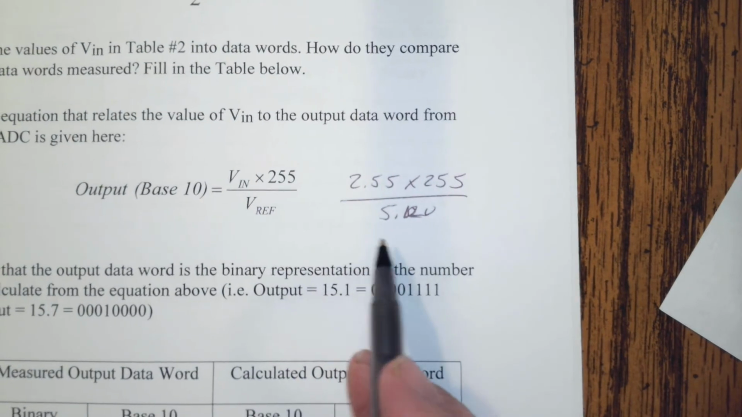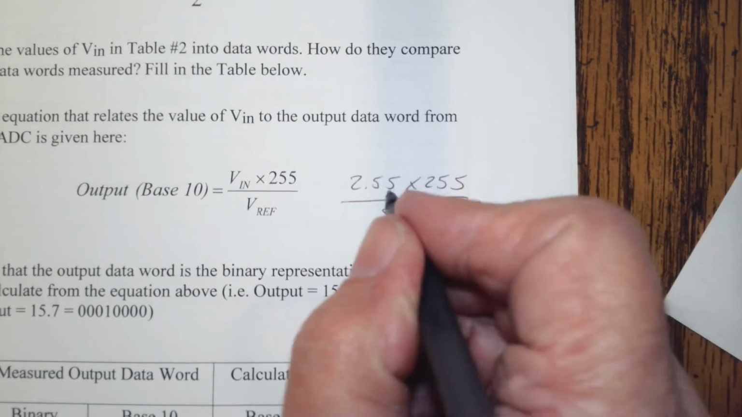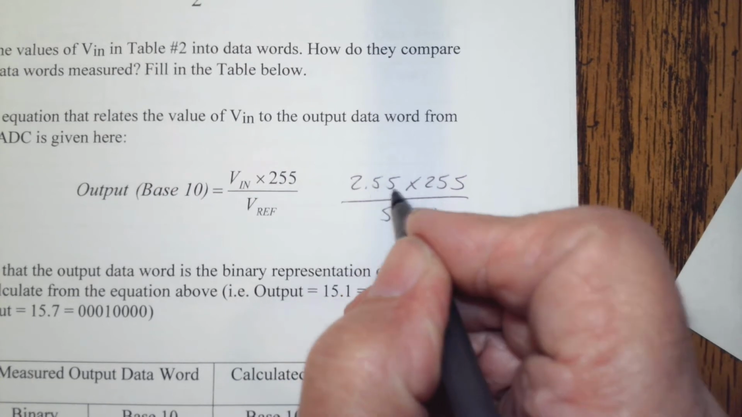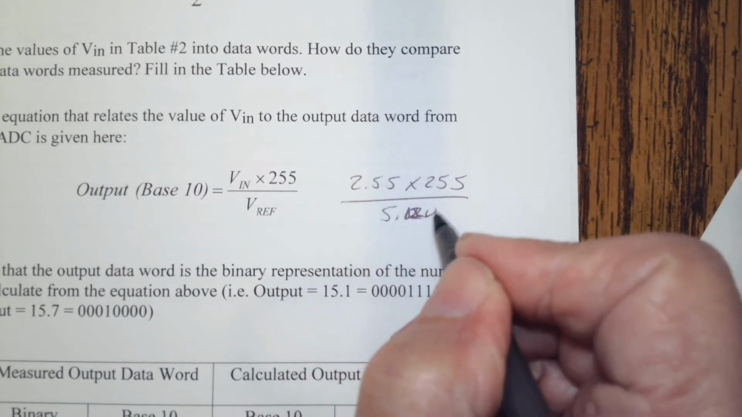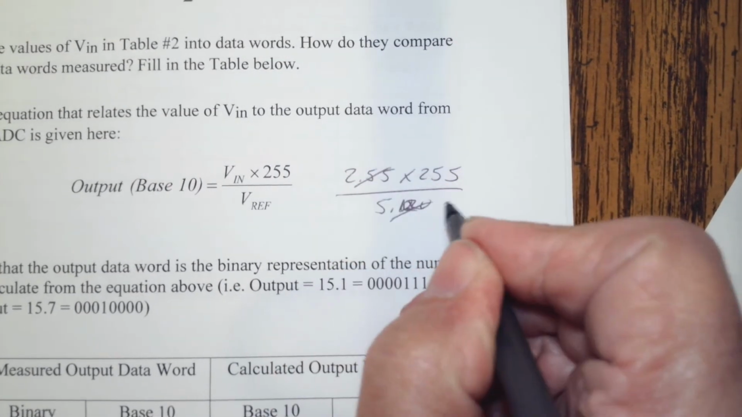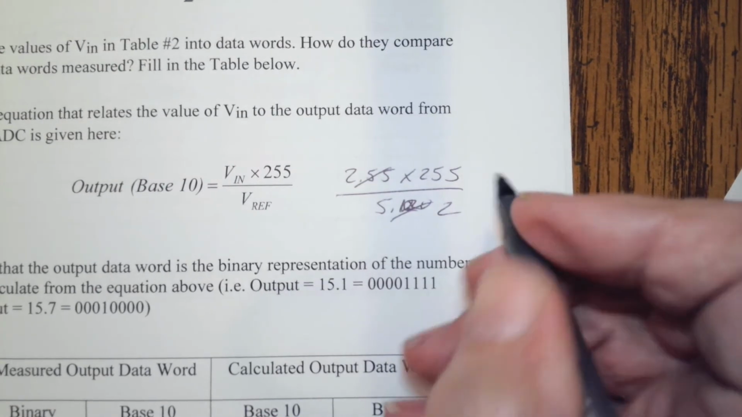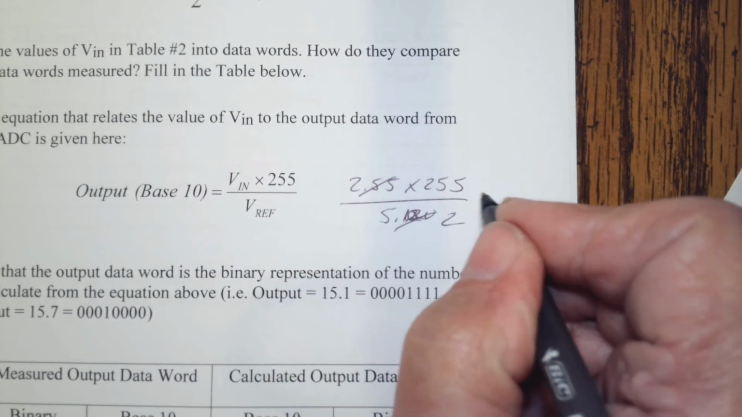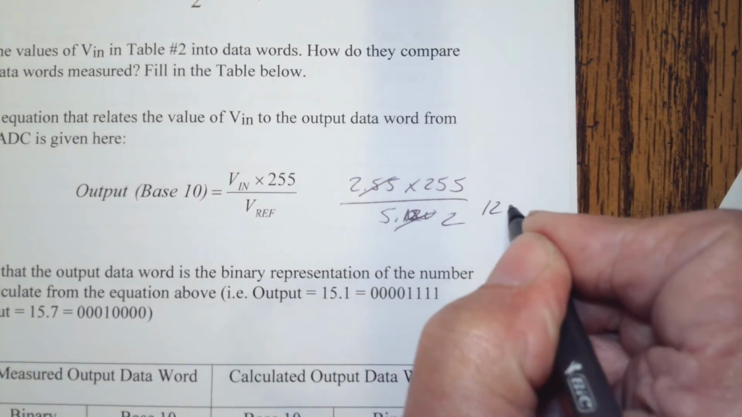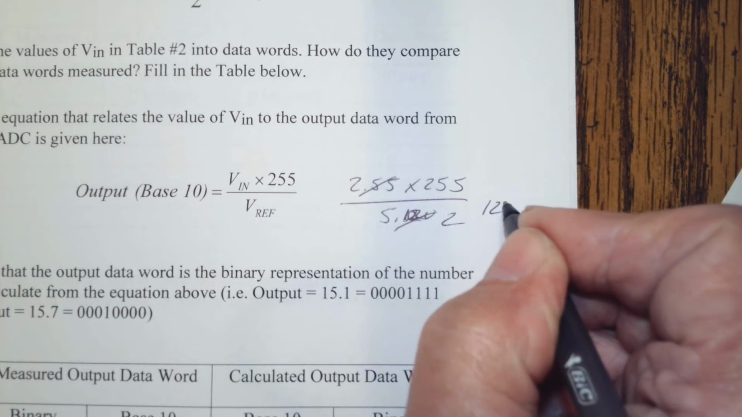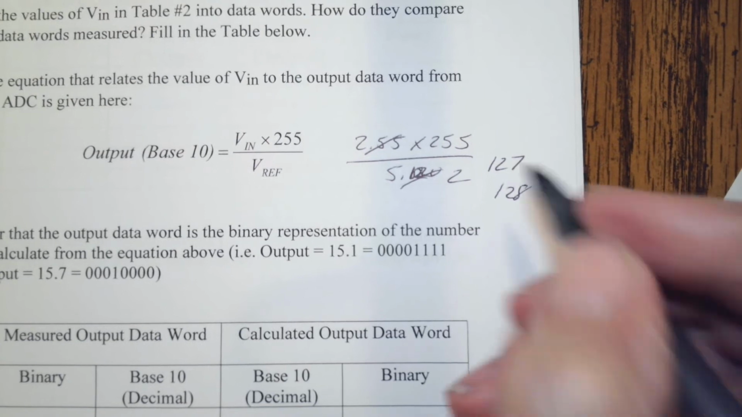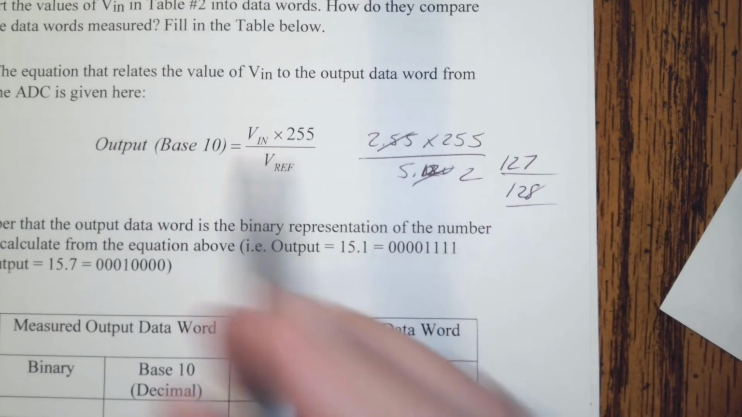If I do this math here, if this was 256, we could cross that out and put a 2 here. So let's do that. I take 1/2 of 255 and I'll get 127 or 128. So 127 or 128 as the output base 10.